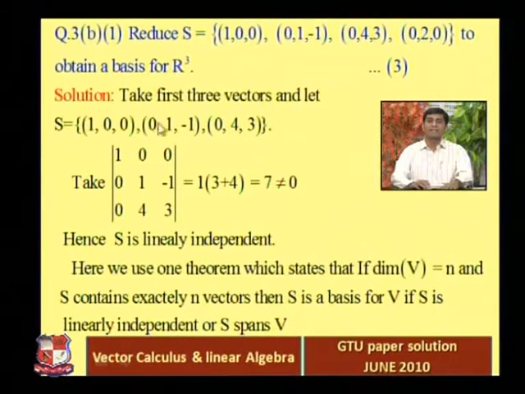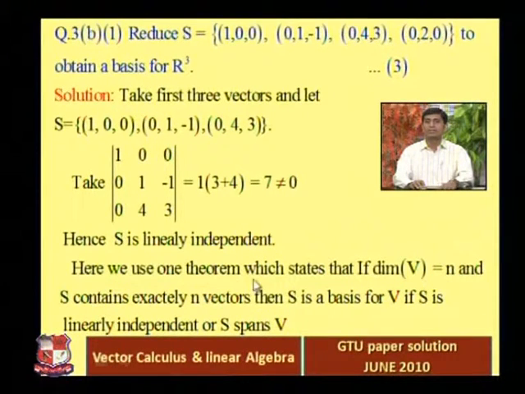Take the first 3 vectors and let S dash be equal to 1 0 0, 0 1 minus 1, 0 4 3. Try to check whether these 3 vectors are linearly independent or not. For that we use the determinant 1 0 0, 0 1 minus 1 and 0 4 3. So this is 1 into 3 plus 4, that is 7, not equal to 0. Hence S dash is linearly independent.